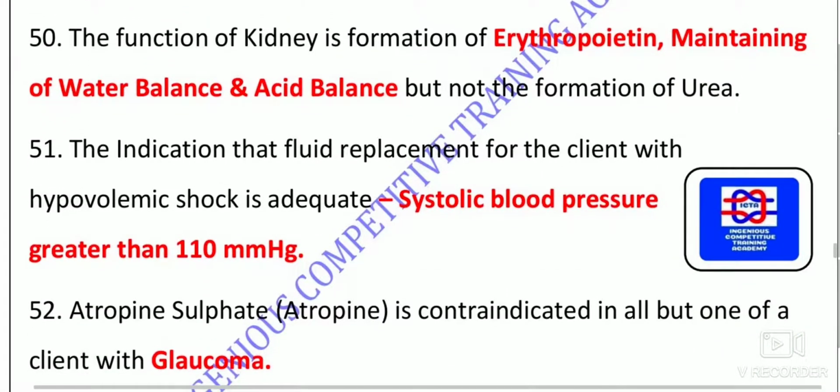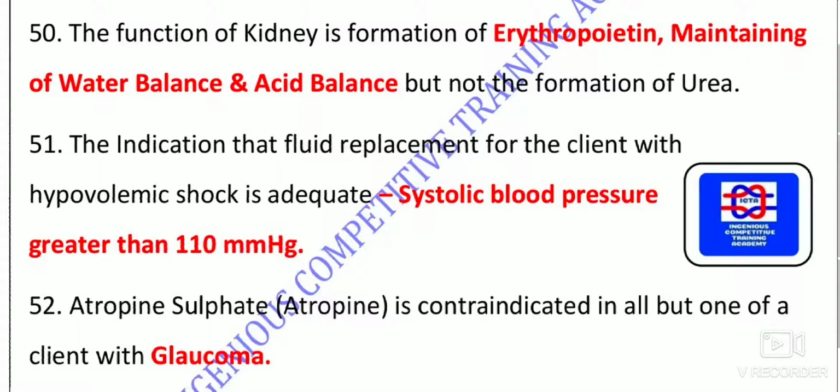Next we have the function of the kidneys. What is the functional unit in the kidney? The actual function of the kidney is the formation of erythropoietin as well as maintaining water balance and acid balance, but not the formation of urea. Urea will not be formed in the kidney.